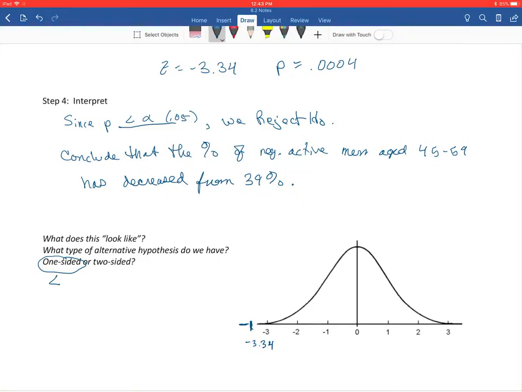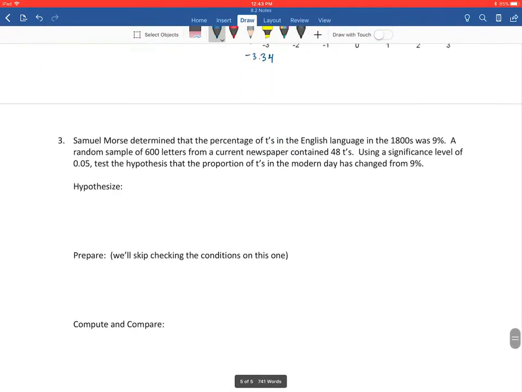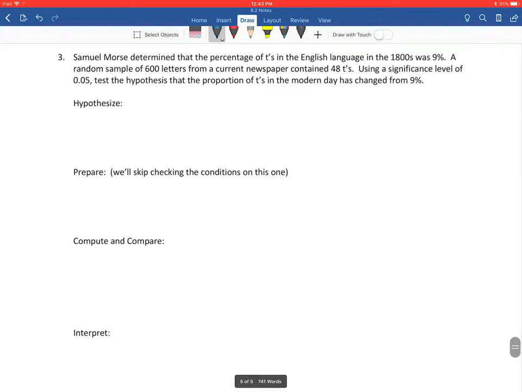Again, the small probability of this happening again means we should go with the alternative because it looks like there's something interesting going on. Okay, let's do one more example, and we'll call section 8.2 good.